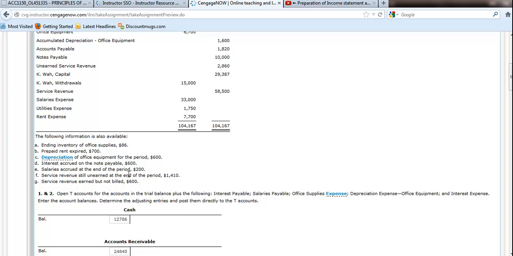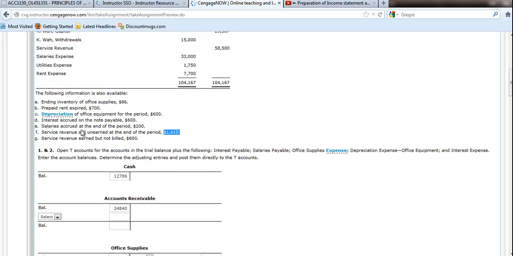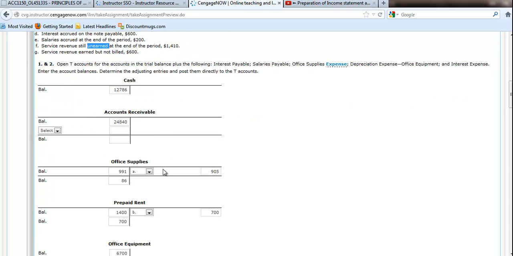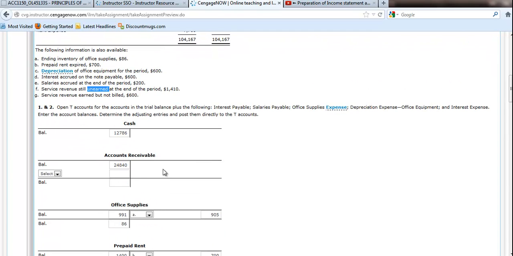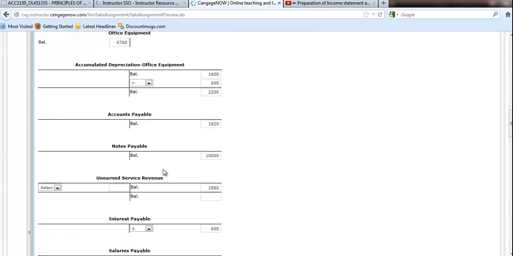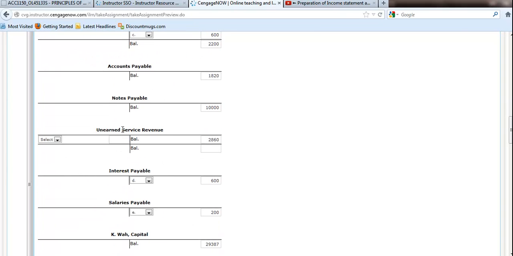Service revenue still unearned at the end of the period, $1,410. Okay, so still unearned. We're talking about revenue that still has not been earned. So we're talking about our liability account. Let's see, how much is it? $1,410. We're looking at our liability account unearned service revenue. Okay, so right now it has a balance of $2,860 in it. Okay, but it says still unearned. That means our balance is $1,410. That's the amount we have not yet earned.